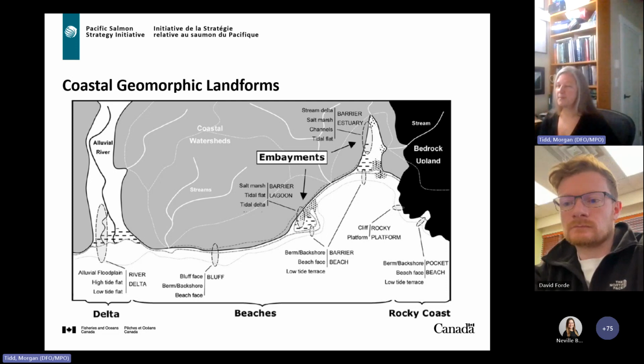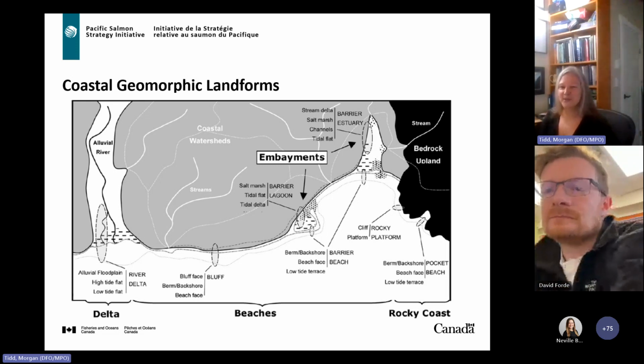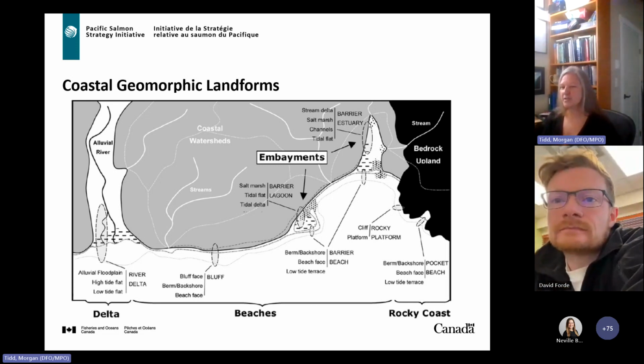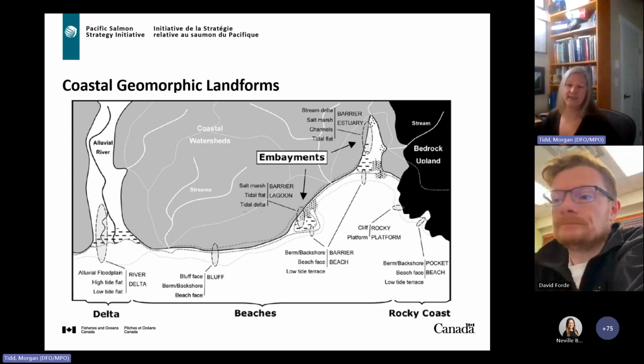Embayments, people are like, what's an embayment? It's just a fancy word for bay or inlet. These can be estuaries or lagoons, and estuaries are an interface between freshwater and the marine environment, whereas lagoons are marine dominated. And then rocky coasts.